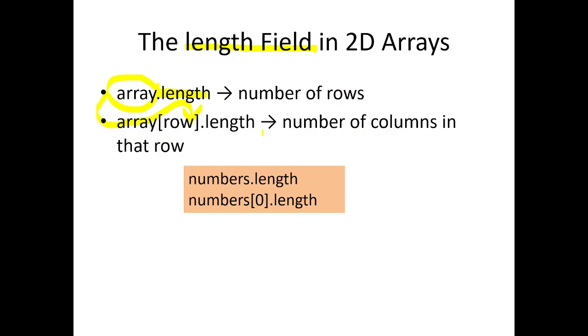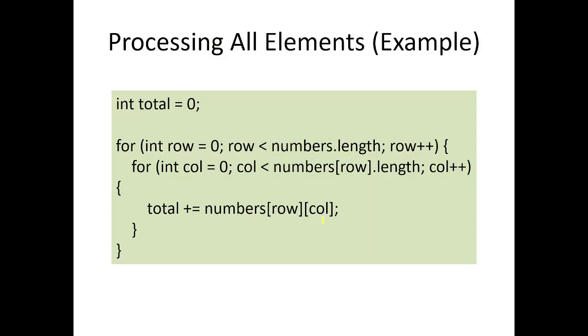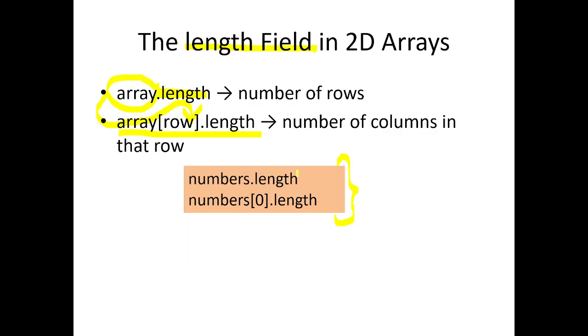Alright. So for the second one, the columns should relate to the rows, because the length field also follows the concept of row and column. So we should begin with the array length, which means the number of rows, and then later we need to consider the number of columns in that row. Right? Okay, so these are some examples of how you can apply the length field in two-dimensional arrays. Okay, so let's see an example related to the length field in a two-dimensional array.